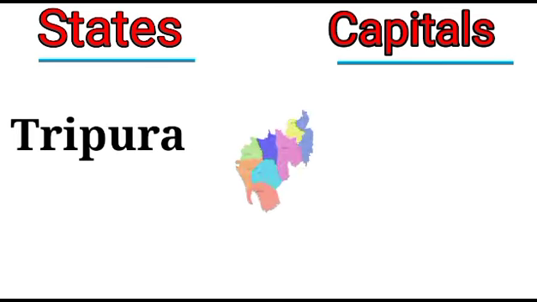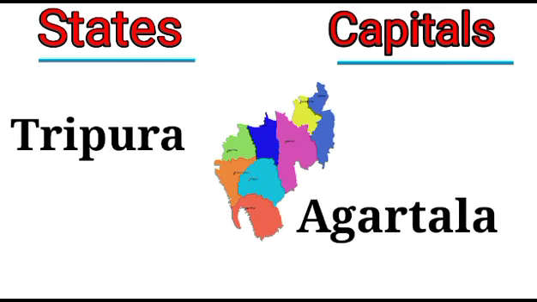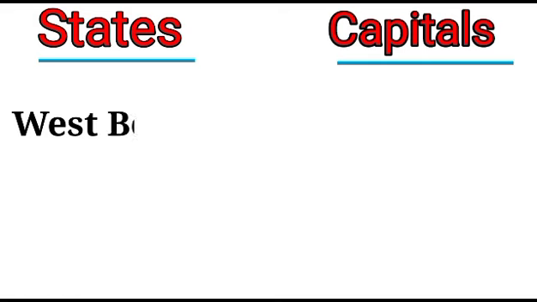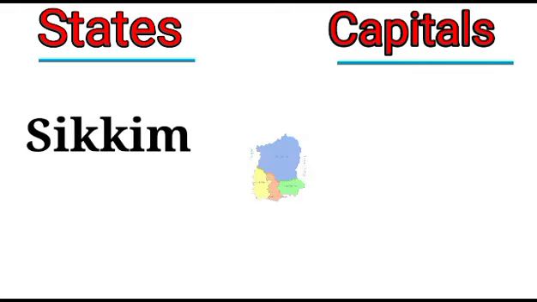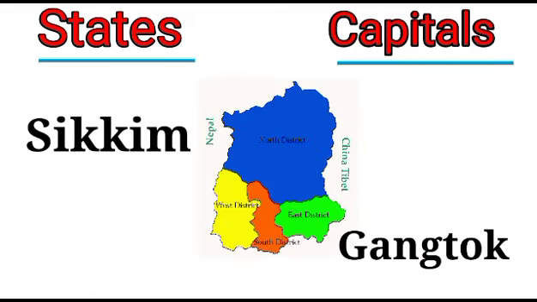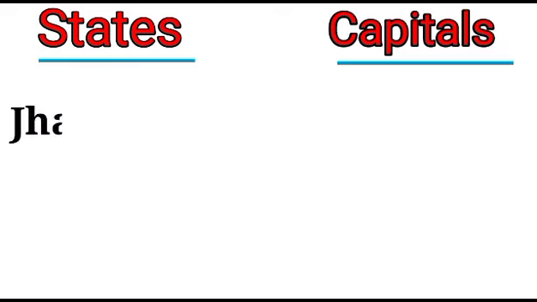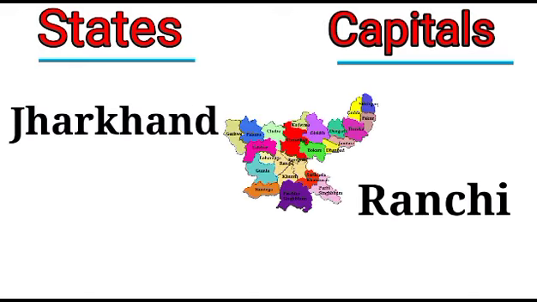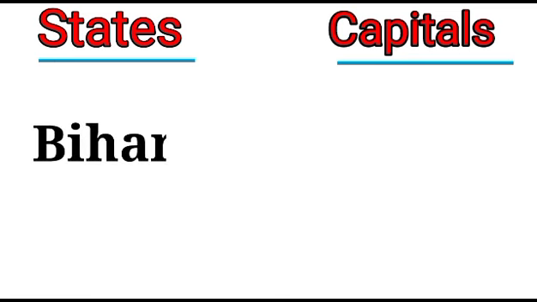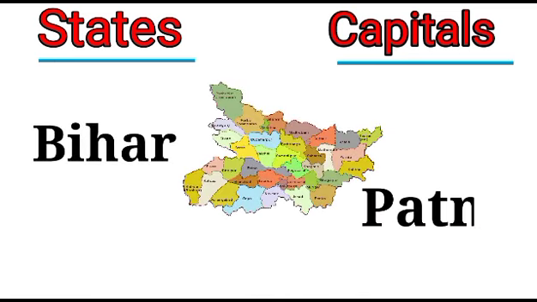State, Tripura. Capital is Agartala. State, West Bengal. Capital is Kolkata. State, Sikkim. Capital is Gangtok. State, Jharkhand. Capital is Ranchi. State, Bihar. Capital is Patna.